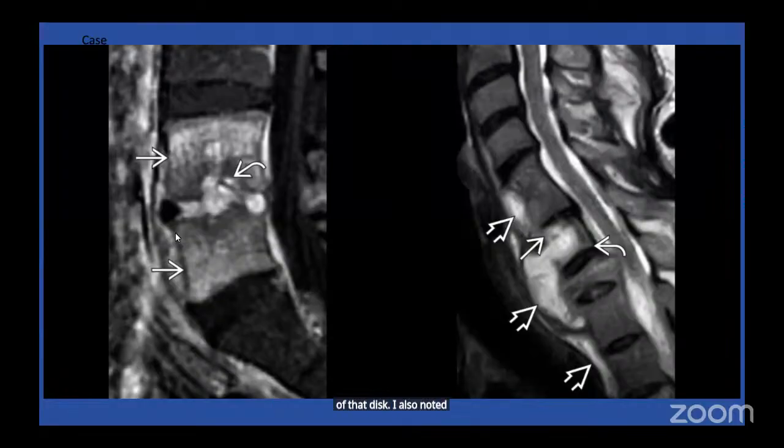Also noted is the vertebral body, the superior part of the vertebral body also shows some abnormal enhancement. So the L4, both vertebral bodies show abnormal enhancement as well as the intervening disc.